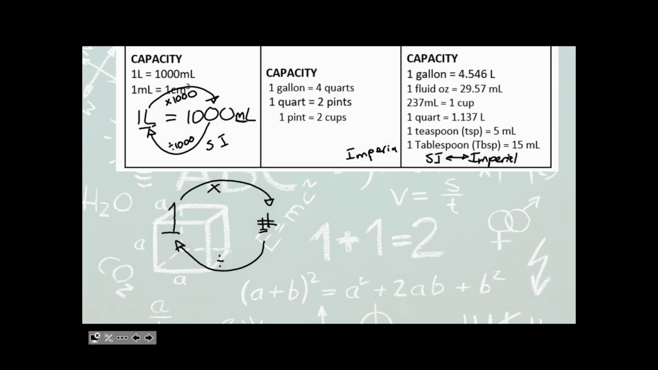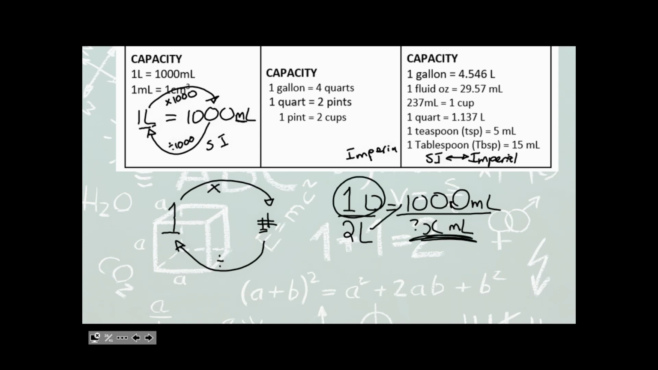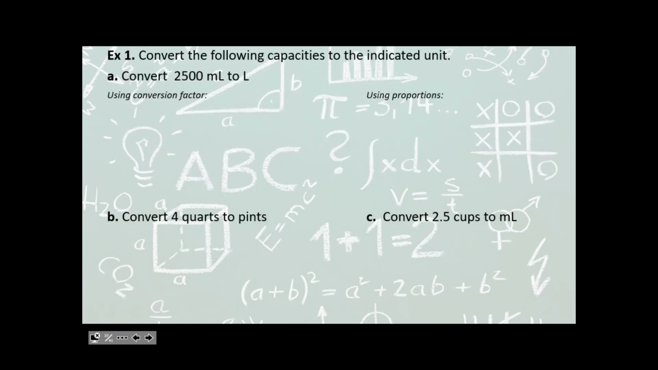The other thing that I can do is set up a proportion, right? I could say, okay, 1 liter is equal to 1,000 milliliters. So if I have 2 liters, how many milliliters do I have? And once I set up my proportion, I can then cross multiply and divide to solve for my unknown. All right, so let's use those strategies to go solve some capacity conversion questions.